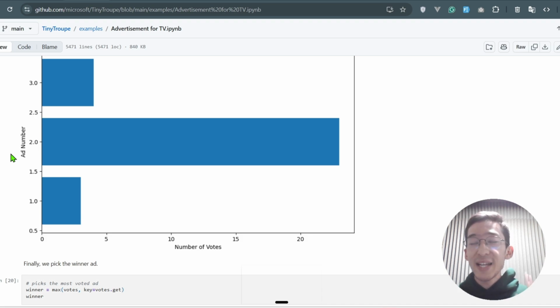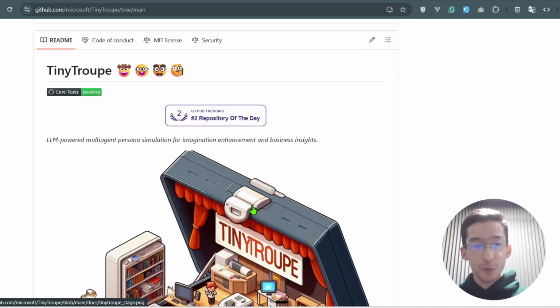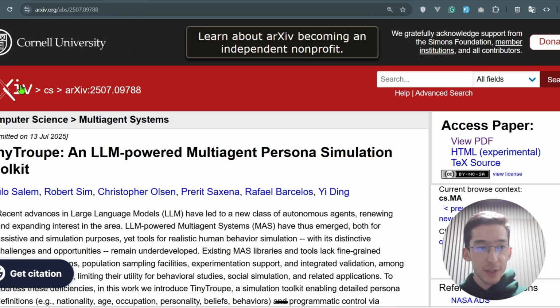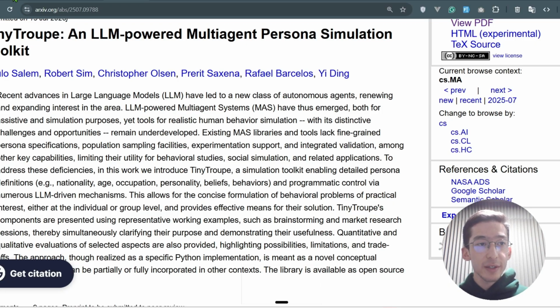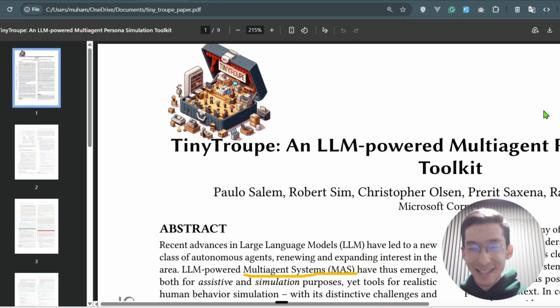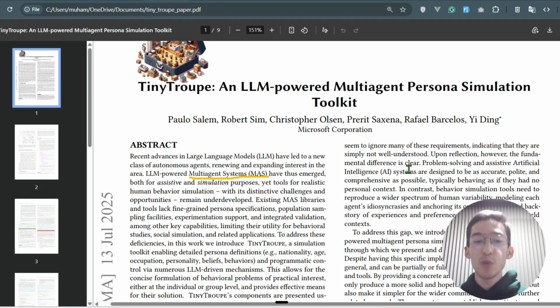It's all beautiful, but how does it work? How does it work under the hood? For this, they have prepared for us a paper on TinyTroupe explaining how it works. It's on arXiv.org. You can click here, and I've already opened it. And let's take a look to understand how it works.